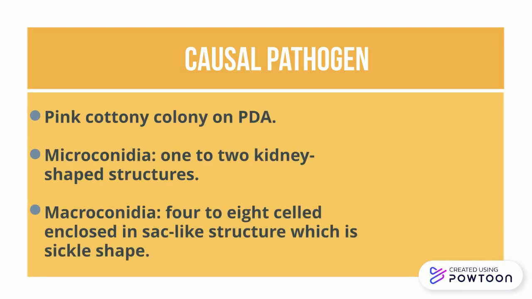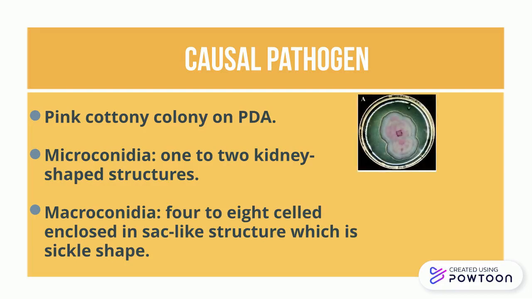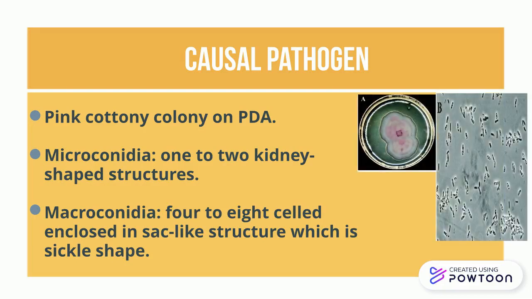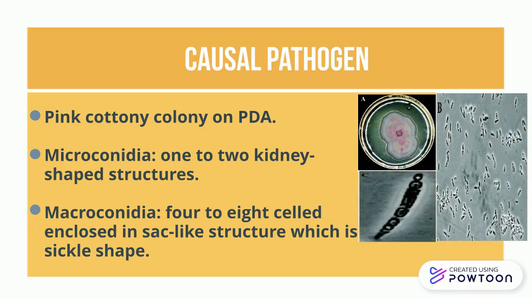On PDA media, the colony appears as pink and cottony. The microconidia have 1 to 2 cells and are kidney-shaped, while the macroconidia have 4 to 8 cells enclosed in a sac-like structure, which is sickle-shaped.